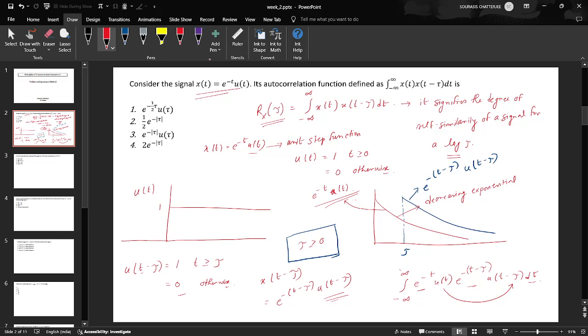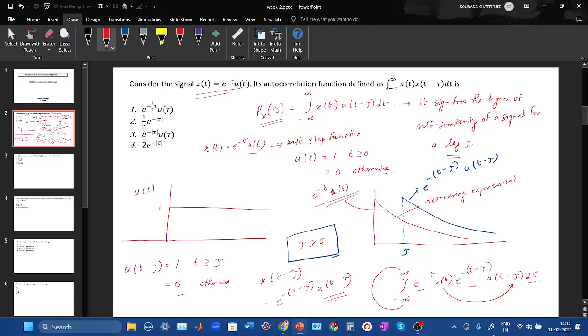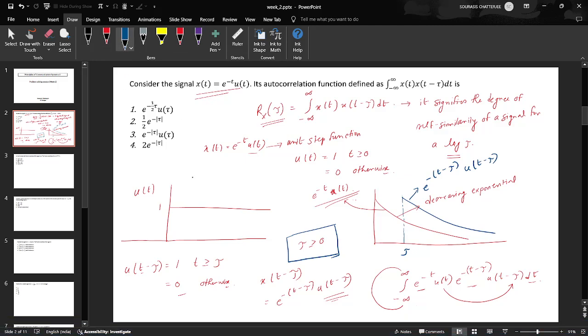So this range here, this is an integral over t, and this range runs from minus infinity to infinity. But we can see the function itself contains the unit step function and the shifted version of it. So this product u(t) and u(t minus tau) is only non-zero when t is greater than tau. Let me show that by a different color here.